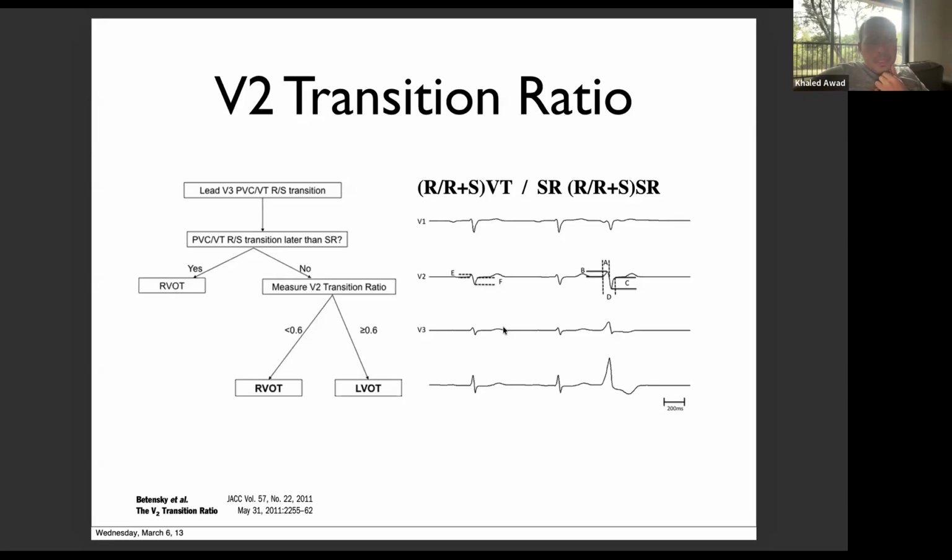If it is more than 0.6, then you got LVOT site of origin. Less than 0.6, it's RVOT. You don't have to remember that. It's nice to look at it. And that one was actually very sensitive and specific.